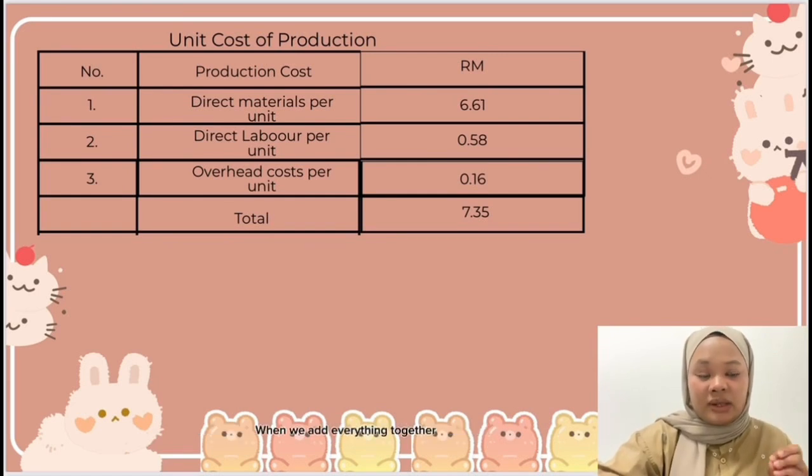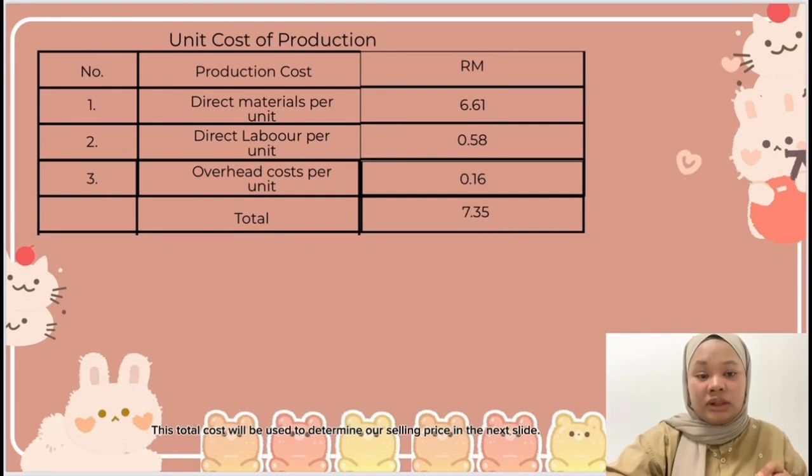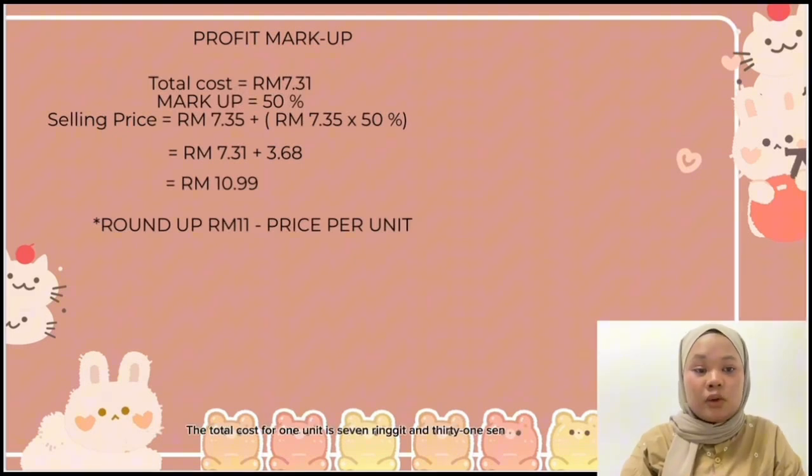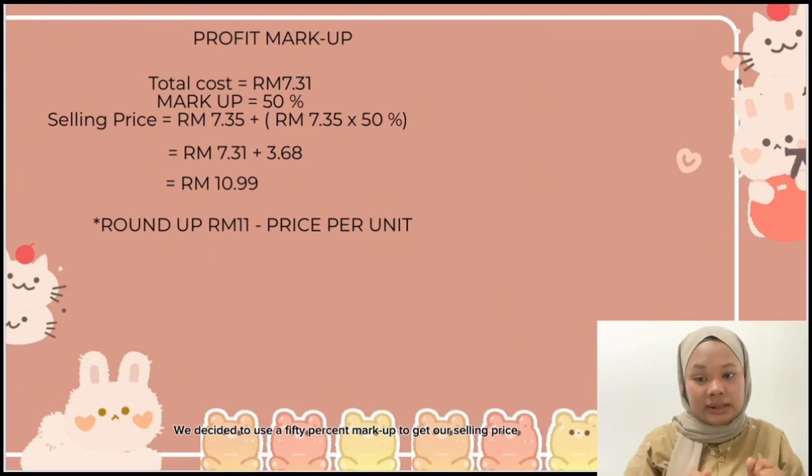When we add everything together, the total unit cost of production is 7 ringgit and 35 cents. This total cost will be used to determine our selling price in the next slide. The total cost for one unit is 7 ringgit and 31 cents. We decide to use a 50% markup to get our selling price.